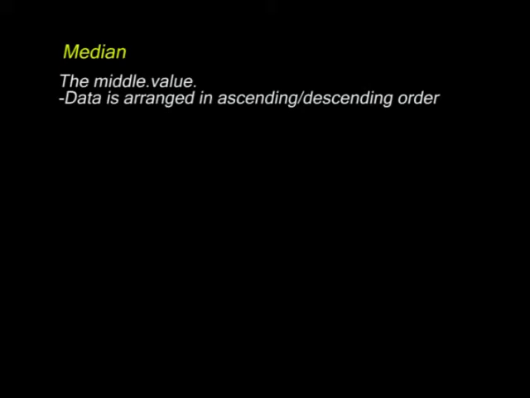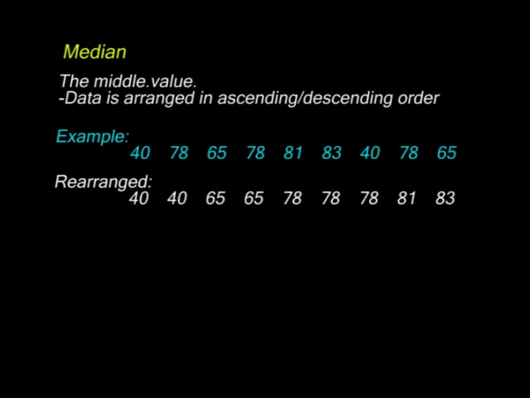Thirdly is the median, and when data is arranged in an ascending or descending order, the middle value is called the median. If the number of items is odd, there is one median. If it is even, the median is the average of the two middle values. For example, in the list we've just had, we first arrange these numbers in ascending order. So we start with 240s and we end up with 83. So the figure that falls in the middle is 78. So for this data, the median is 78.